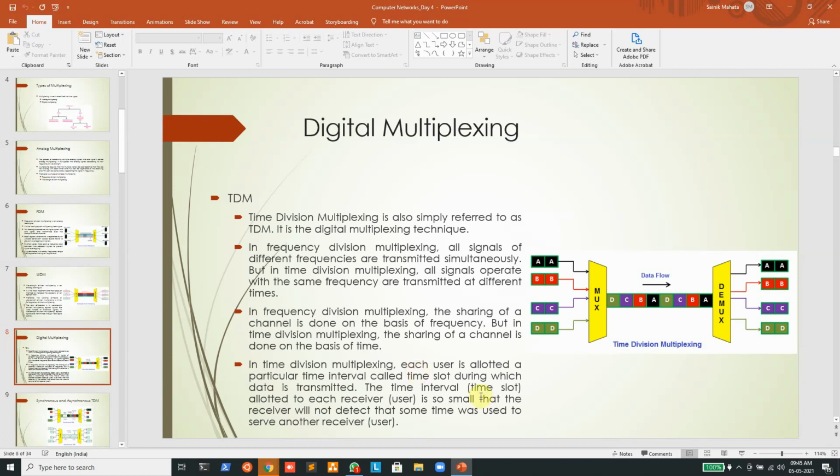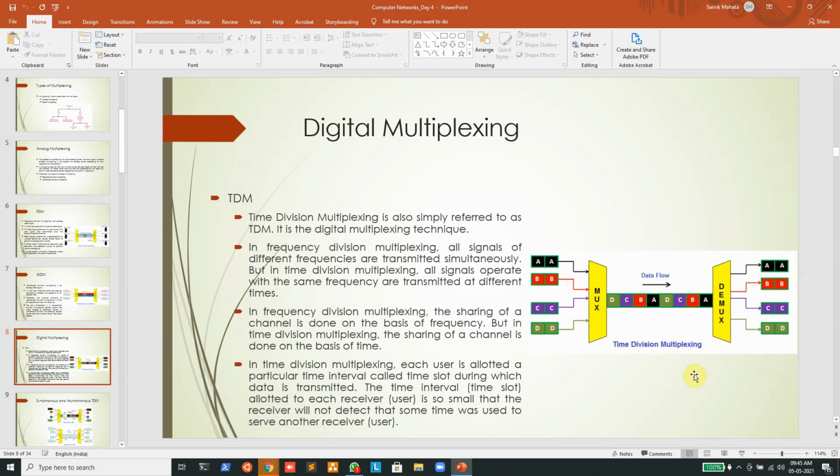Now the concept is very simple in the case of time division multiplexing. Suppose the first device wants to send data, and it has two data items. We name the device A, so the data of device A is A and A. Similarly, for the second device we have the data B and B. For the third device we have C and C, and for the fourth device we have D and D, right?